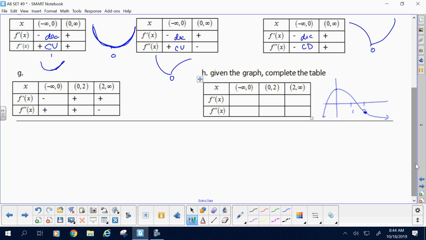Go to G, which is 3 regions. Assume all these graphs are continuous. I should have put that in my notes. Sorry about that.